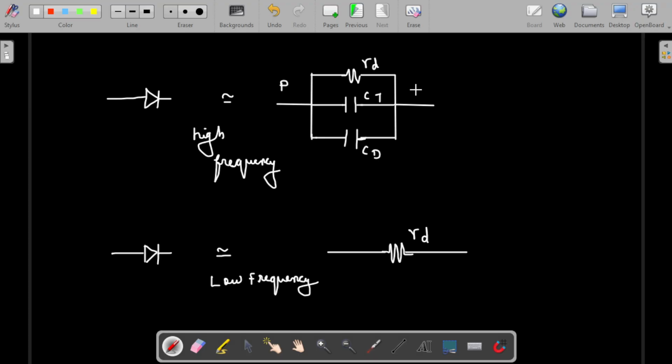So which is the P terminal, which is the N terminal. So here only RD will act at the low frequency from P to N. So only at the low frequencies we will take care of only resistance. But in case of high frequency analysis, we need to take care of both RD and both kinds of capacitance. So these are some prerequisites that we need to take into picture while analyzing the diode.